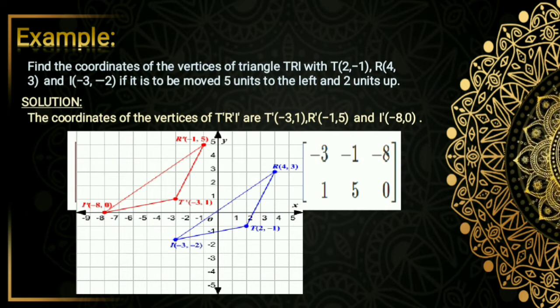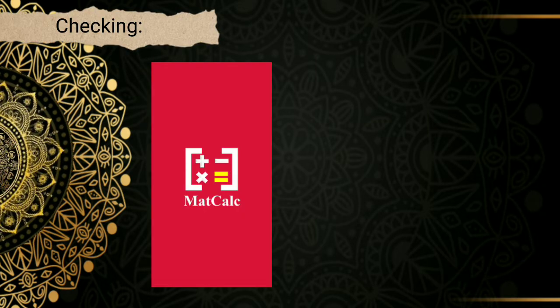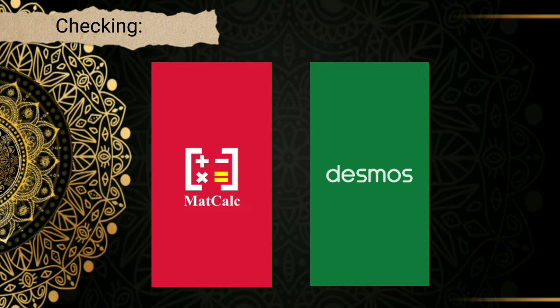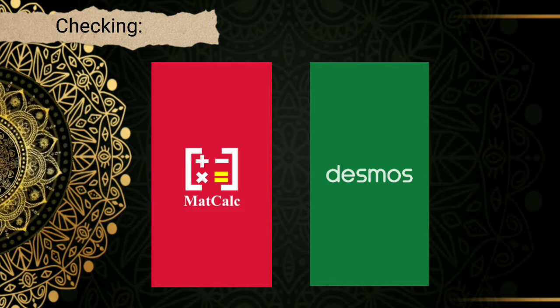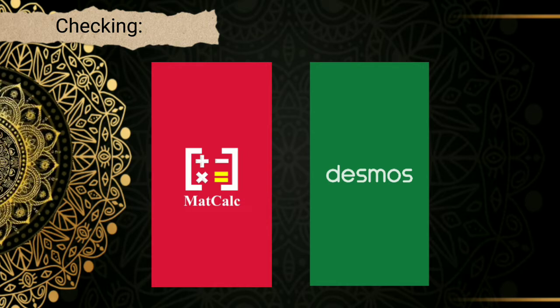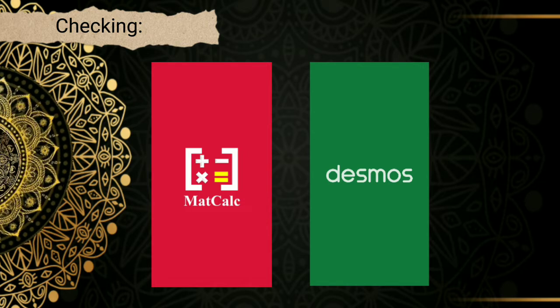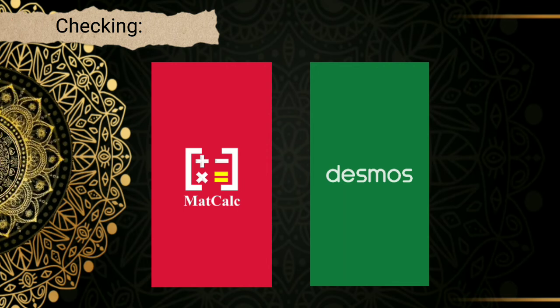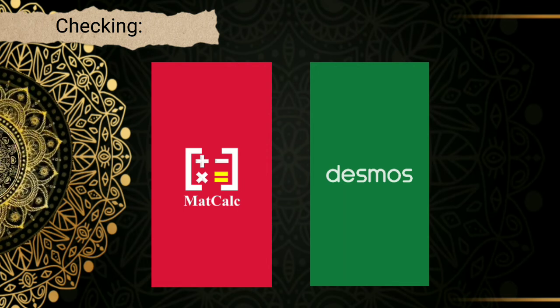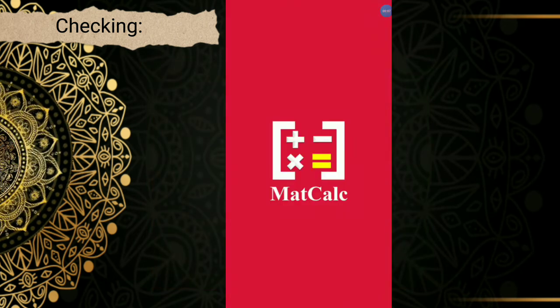To check our solution and answer, let us use the matrix calculator app called MathCalc from STEM Math and Desmos Graphing Calculator application to graph our figure and its transformation. And these two applications can be easily downloaded in Google Play. As you can see, we are now checking our matrix result through MathCalc.